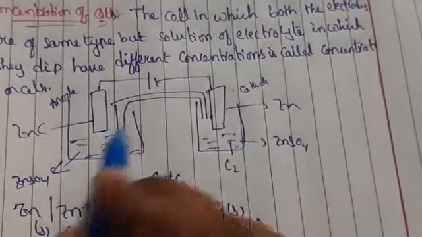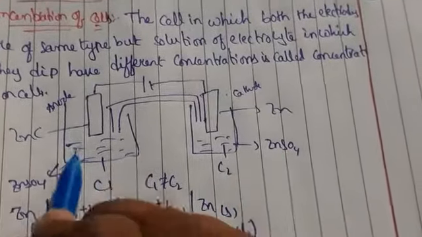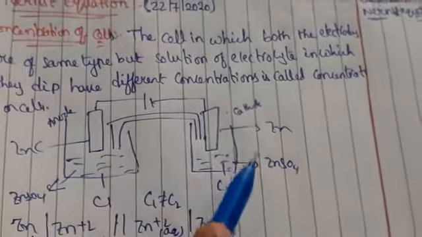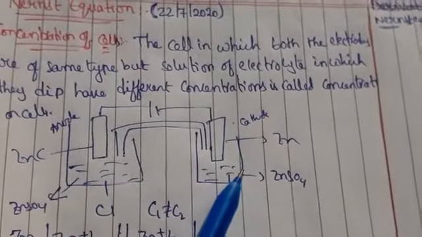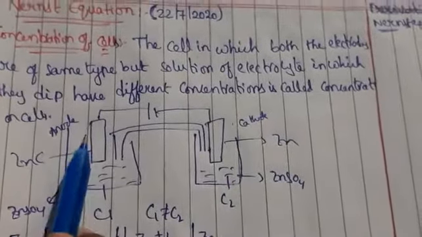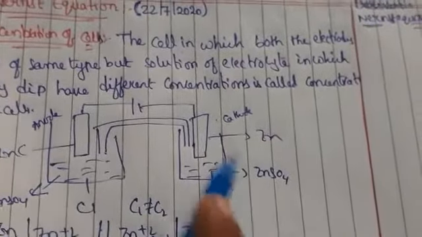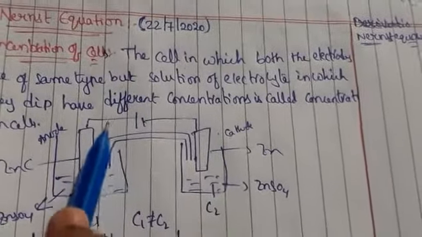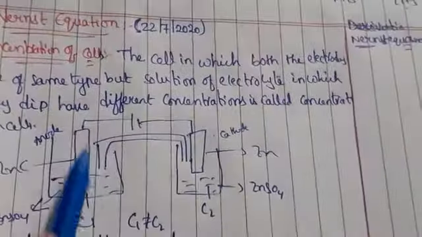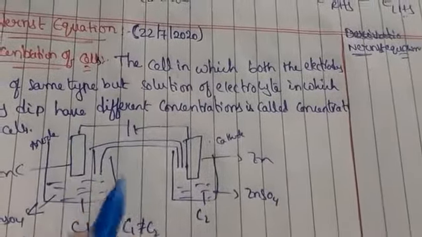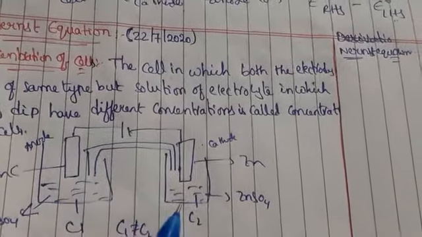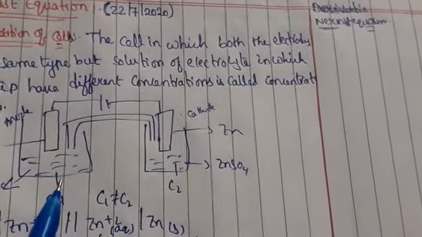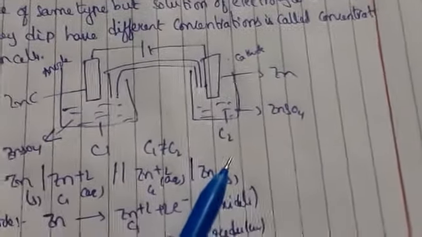Two solutions I am taking, the same ZnSO4 solution, and I have dipped a zinc rod here. So the same type of electrodes I am placing in the electrolyte solution. But coming to the other side, the concentration will be different. Why? Because of the presence of electrolyte here, when we put a battery, the electrons will move to this side. So C1 is not equal to C2, because this has one concentration and this has another.